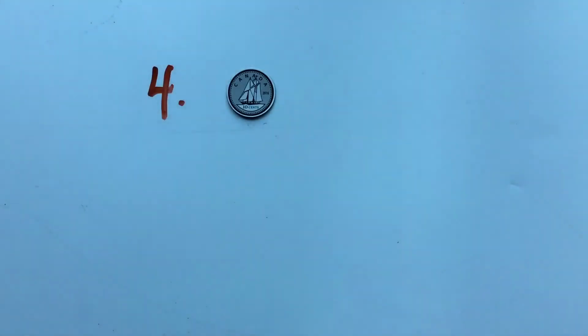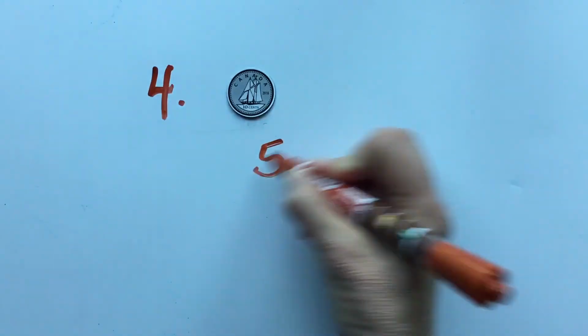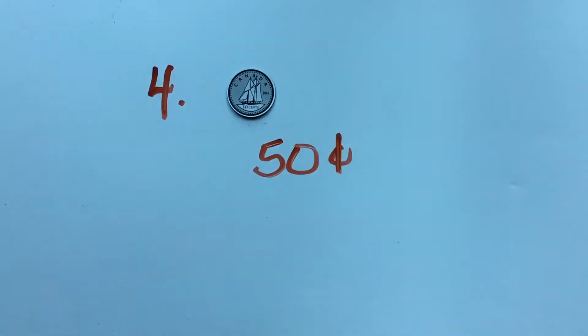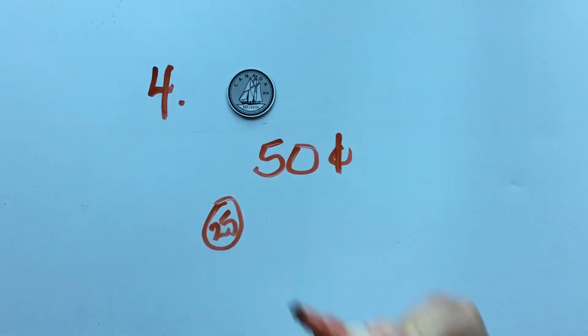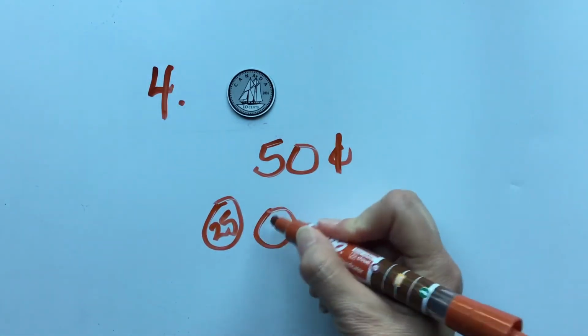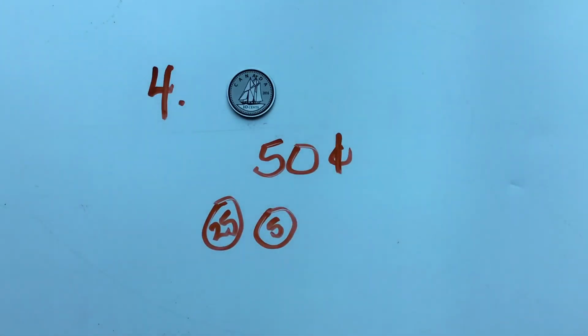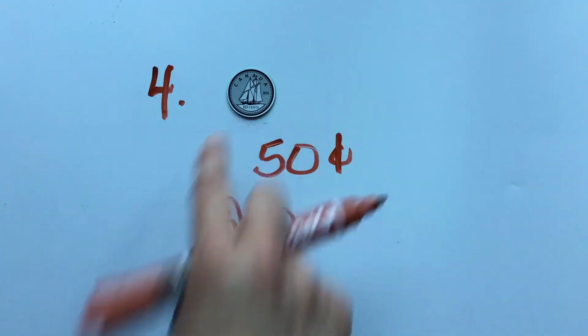Let's take a look at another one to practice question number 4. What if I want to have 50 cents and so far I have a quarter, which is worth 25 cents, and a nickel? Let's see what we have so far. 25, 30. I need to get to 50, so I'm going to count by tens.